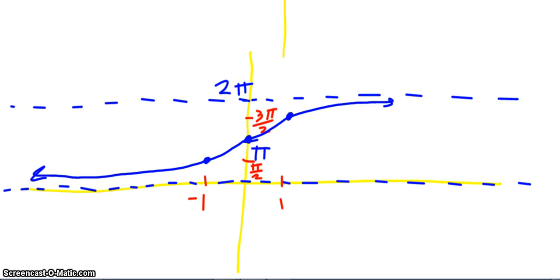So I multiplied the y values by 2, and then I shifted everything up pi. So now my asymptotes are at 0 and 2 pi. I go through the point (0, pi), I go through the point (-1, pi halves), and I go through the point (1, 3 pi halves).